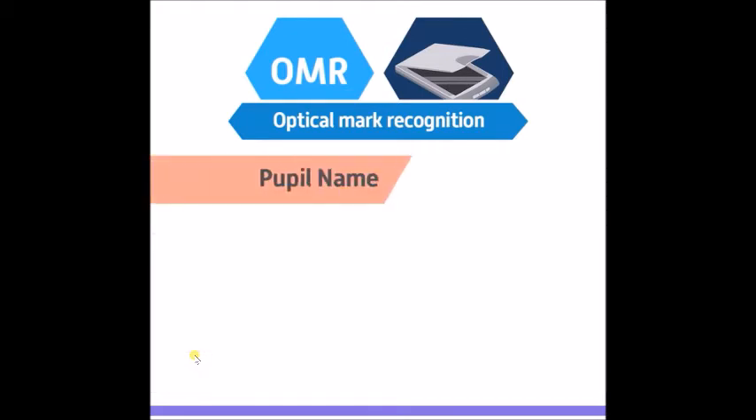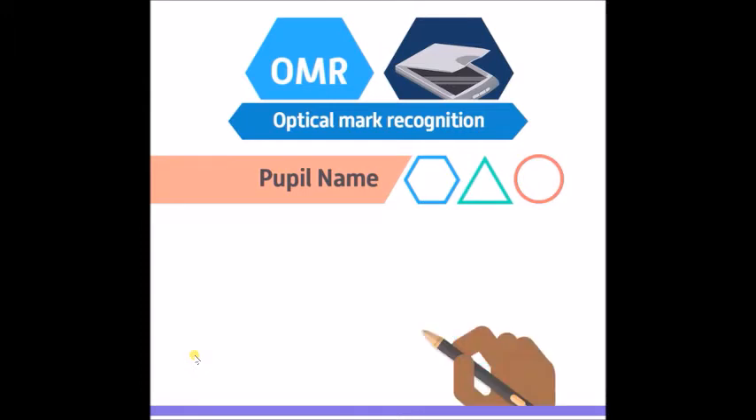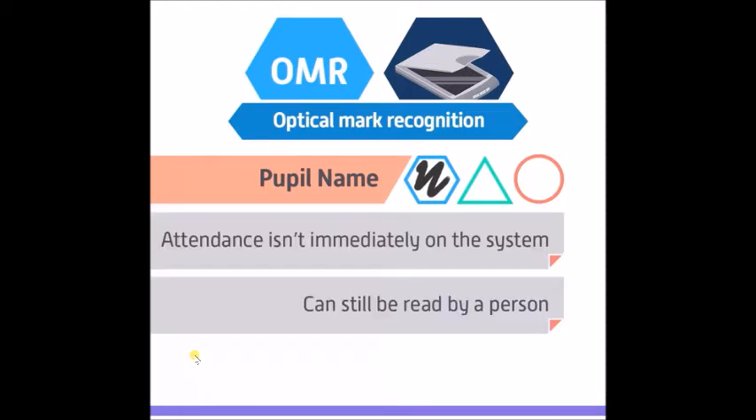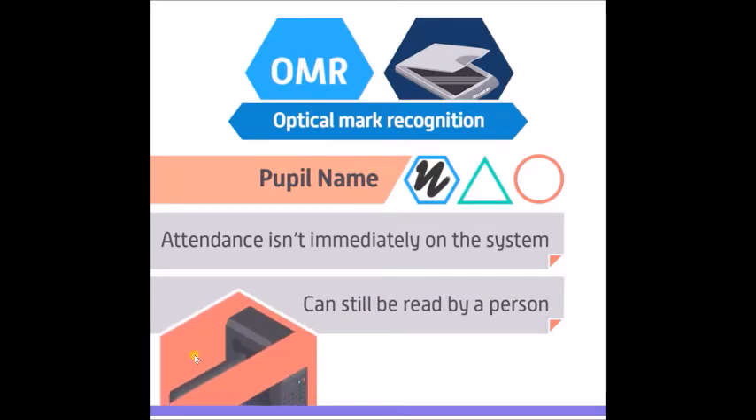Next to each pupil name on a sheet of paper, there could be 3 boxes to represent present, absent or late. The teacher shades in a box which is read by the OMR scanner after the register is sent to the office. While this approach means attendance is not immediately on the system, an OMR sheet can also be read by a person. This makes it a better system in the event of a computer fault.